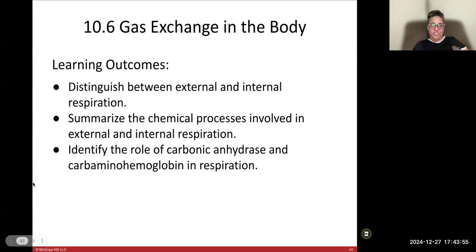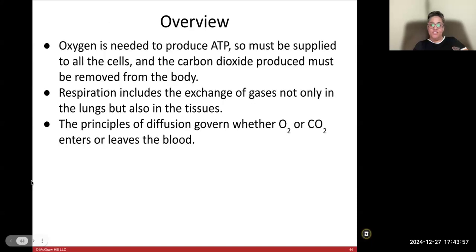And then gas exchange in the body. Oxygen is needed to produce ATP, so it must be supplied to all cells. Then carbon dioxide is produced and it must be removed. Respiration includes the exchange of gases not only in the lungs, but also in the tissues. The principles of diffusion govern whether oxygen or carbon dioxide enters or leaves the blood.